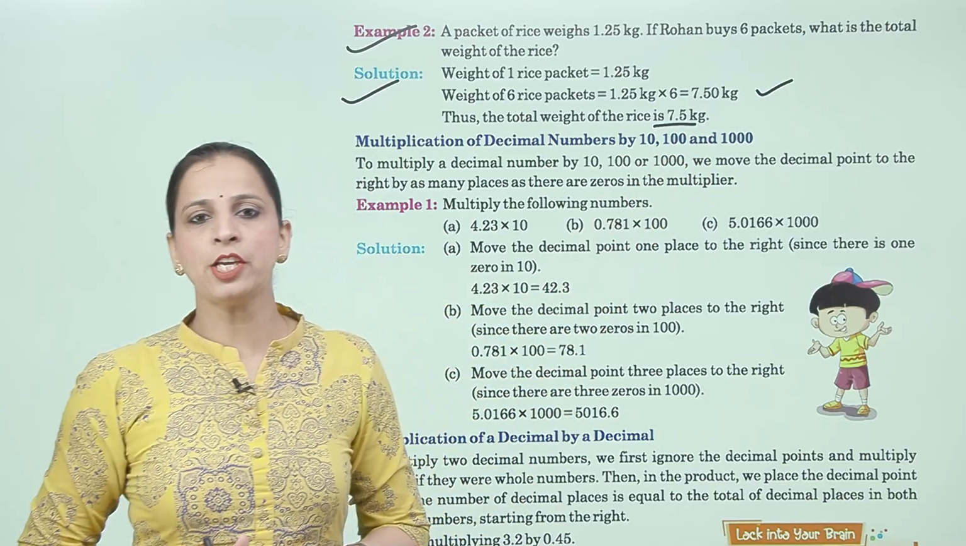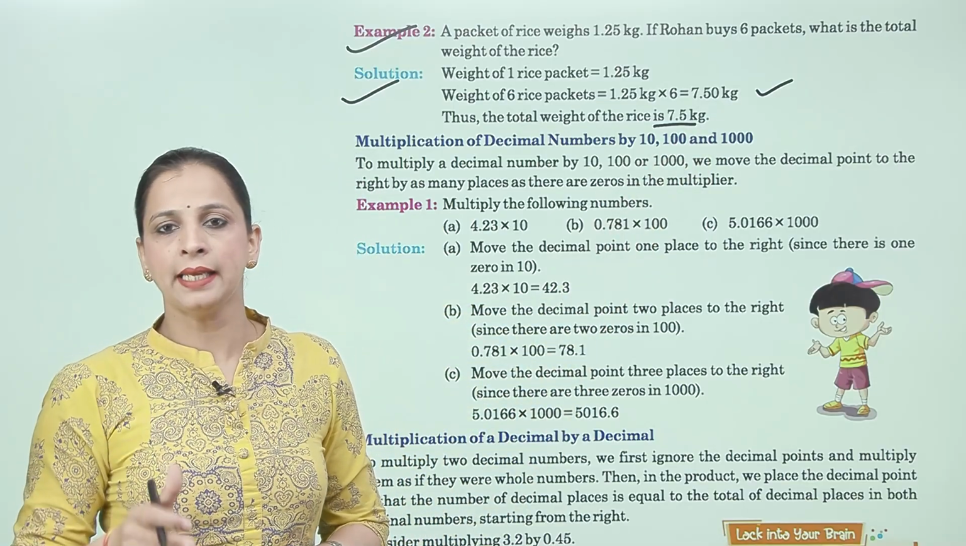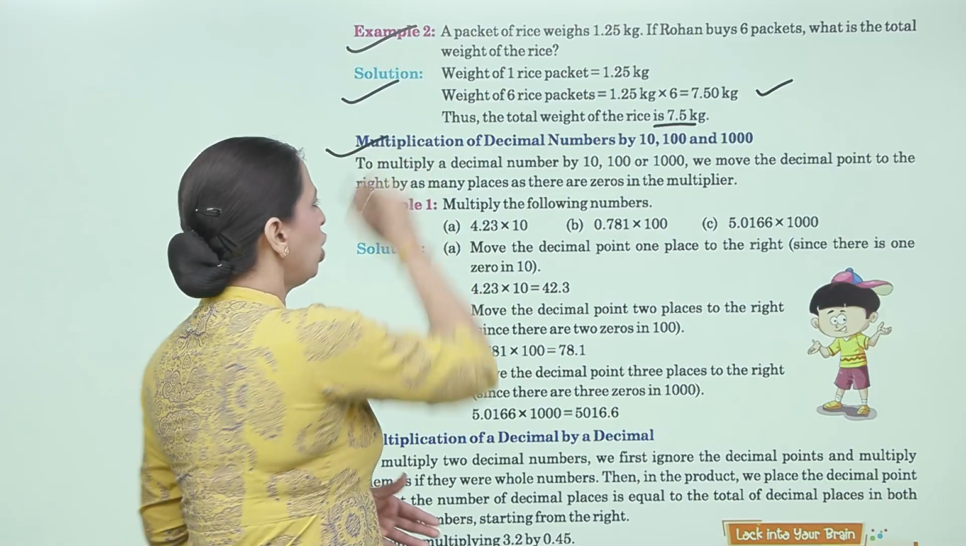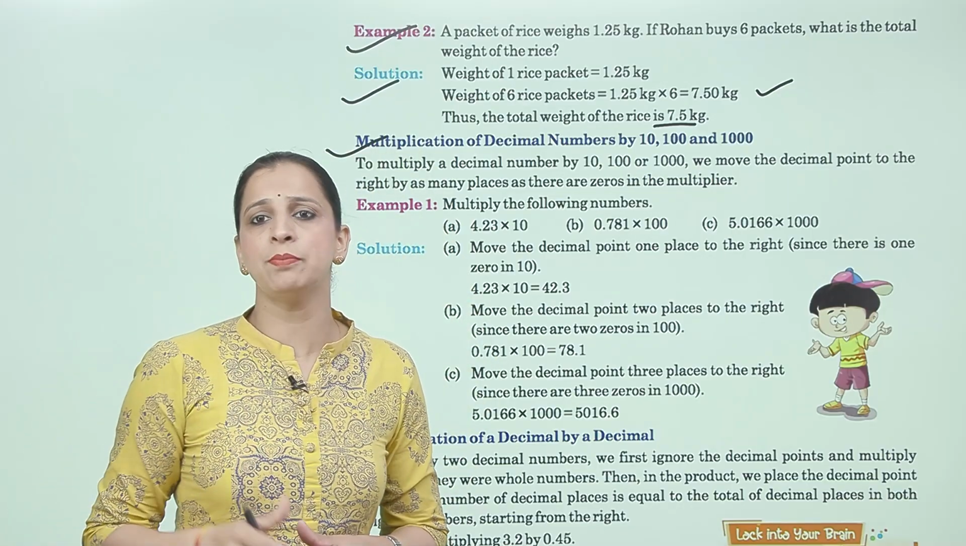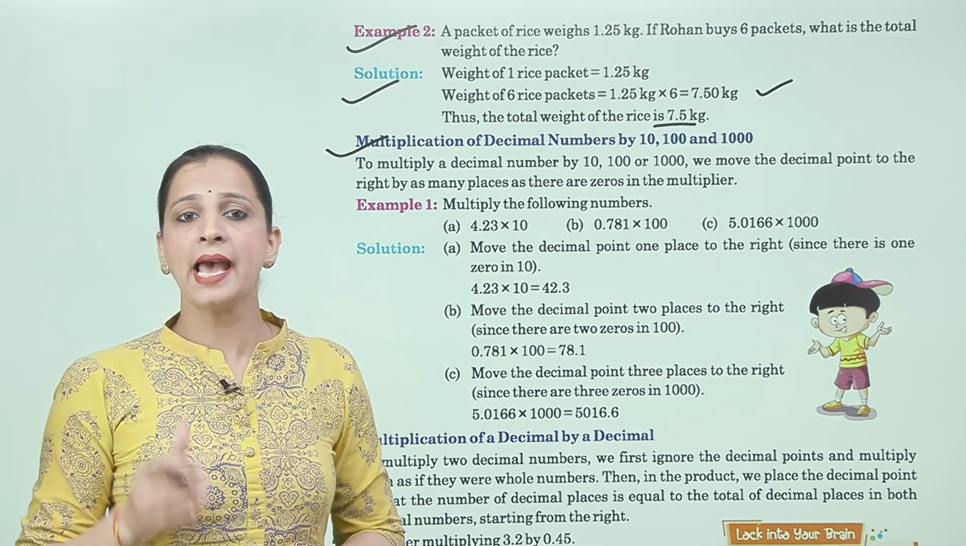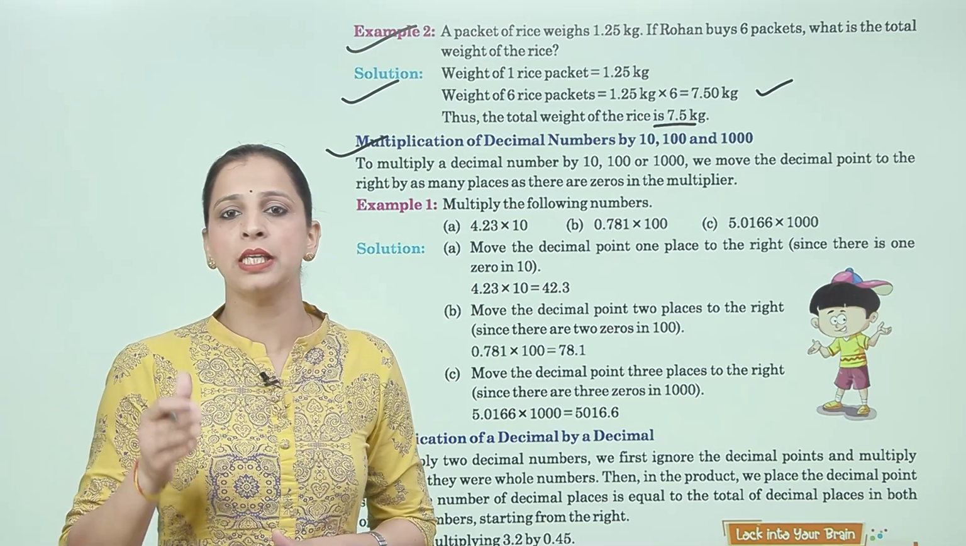Now, multiplication of decimal number by 10, 100 and 1000. To multiply a decimal number by 10, 100 or 1000, we move the decimal point to the right by as many places as there are zeros in the multiplier.